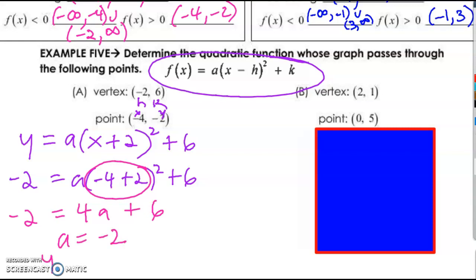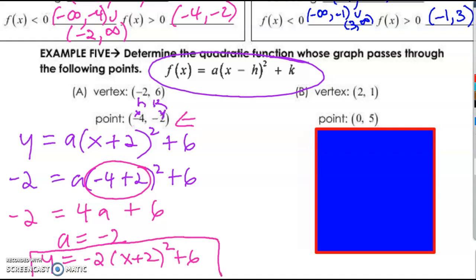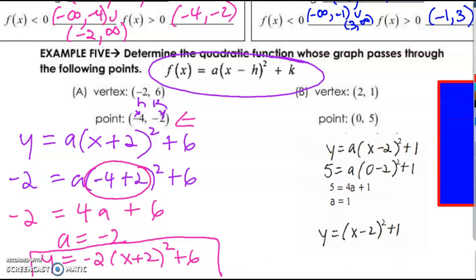Now I can rewrite my equation. You need to have a y and an x, because there are an unlimited number of points on your graph. So y equals, here's your a, -2, times x plus 2 squared plus 6. There is your general form of that equation right there. And if you want to try the second one, go ahead and try it now. Press pause. Here are the answers.